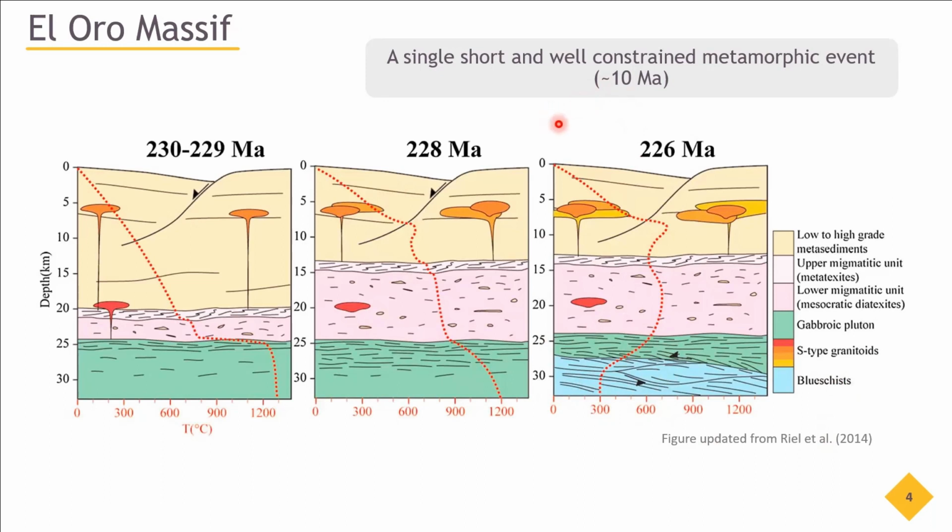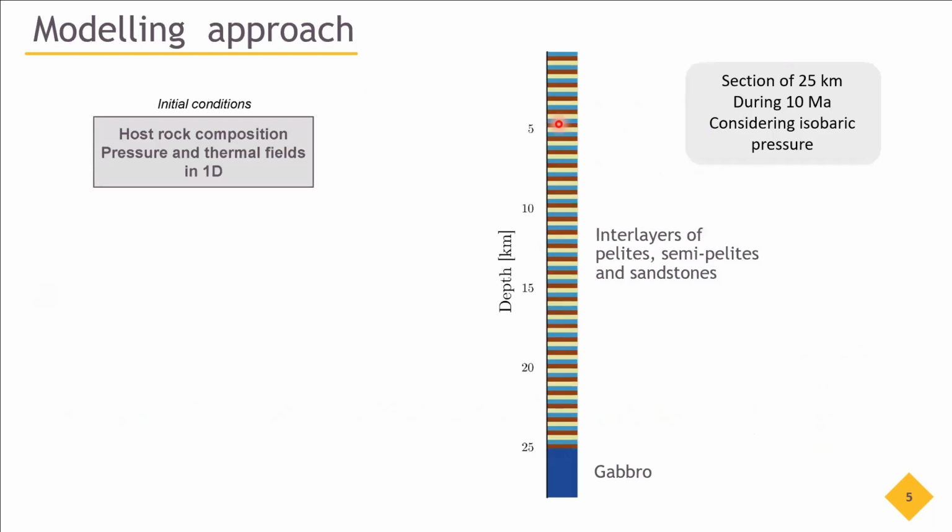This summer I started sampling, and I'm still processing the natural samples, so I will not show any data from that, but I will show what I've done in terms of modeling. The idea was to come up with a simple model on the crustal scale to play with. This is a 1D model. Here you have a pile of rocks, with interlayers of sediments, so pelites, semi-pelites, and sandstones, over about 25 kilometers. We have the gabbro at the bottom. The idea is to define a pressure and a temperature on each of these units.